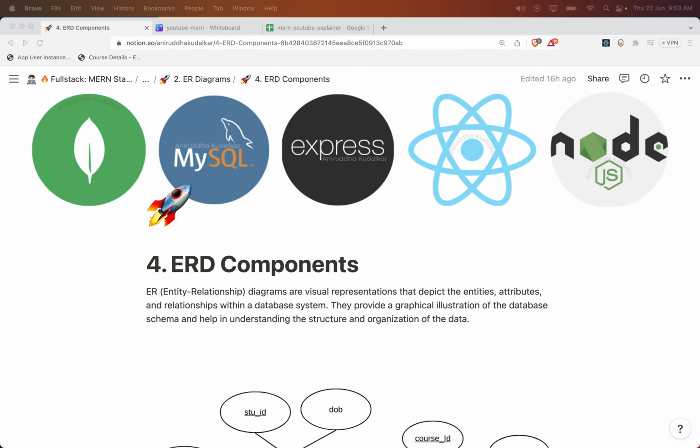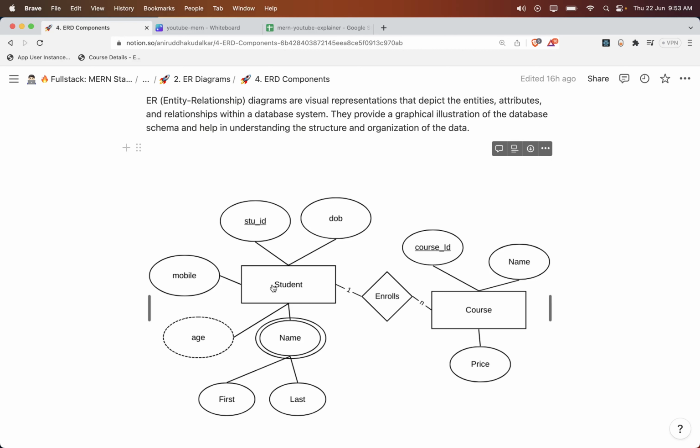Hi, in this topic we will see ERD components. Now, what do you mean by ERD components? We have seen that ERD means entity relationship diagrams. If you want to draw entity relationship diagrams, you need to know a little bit about the notations like rectangles, ovals, underscores, diamonds, etc.